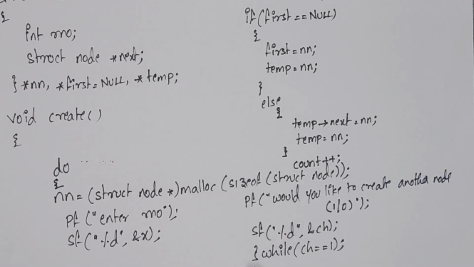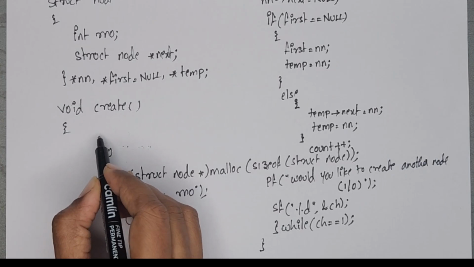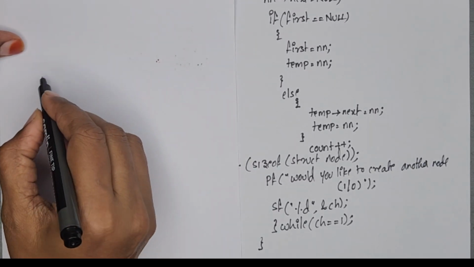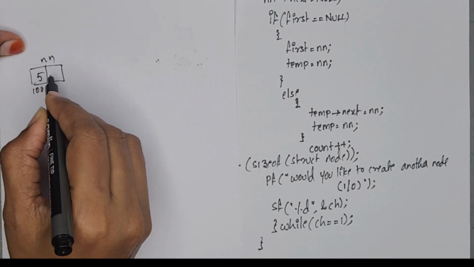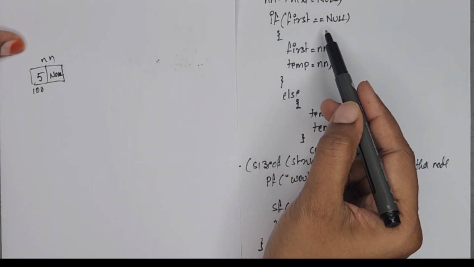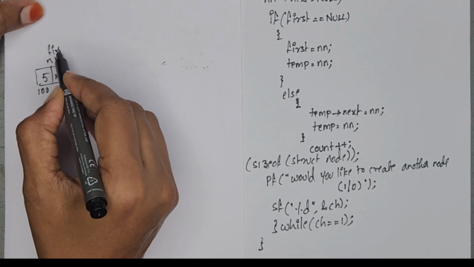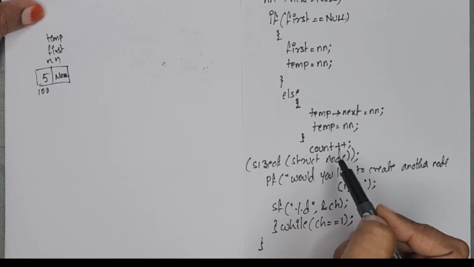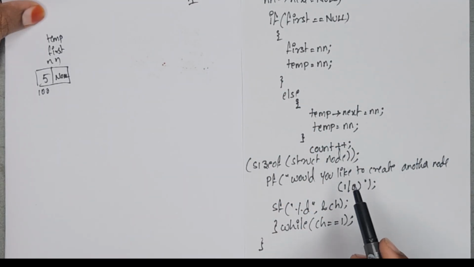Again, I'm going to close the create function also and declare ch. First we are creating one new node, and the roll number we are assigning, new node of next is null. It will check the condition: first equals to null? Yes, initially first is null. So new node is assigned to first and new node is assigned to temp. It won't execute the else part. Simply it increments the count value by 1. Now count becomes 1 because one node we have created.